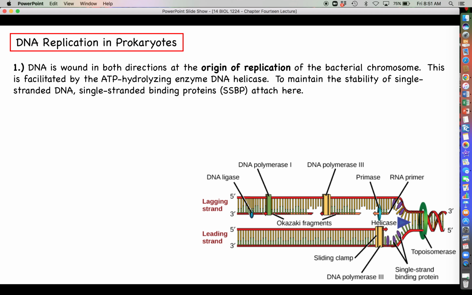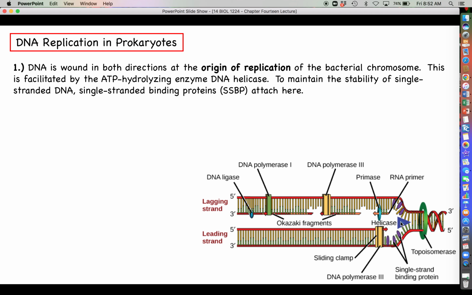So we'll go ahead and cover this step by step in terms of how we actually do this in prokaryotes. We're going to start with a conversation on prokaryotic DNA replication, and we'll cover the differences with eukaryotic replication later on. So first, the DNA is going to be unwound. It should say unwound, not wound. So the DNA is unwound in both directions at the origin of replication of the bacterial chromosome. So remember, a bacterial chromosome is a big circular molecule, and it has one origin of replication. So this unwinding is facilitated by the ATP hydrolyzing enzyme called DNA helicase. So you can see that little triangle right here.